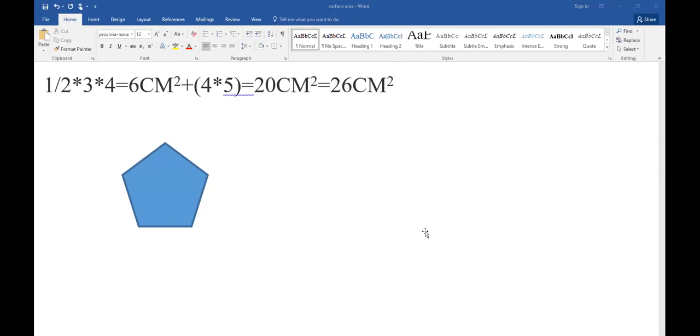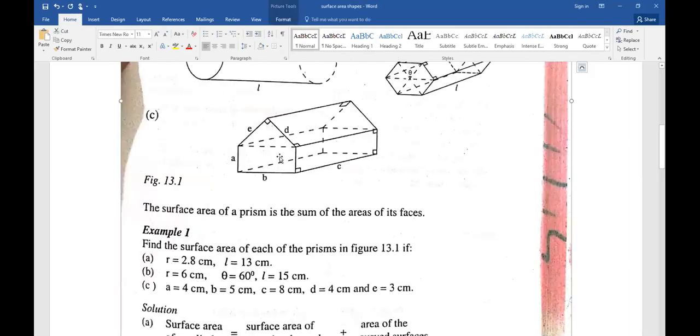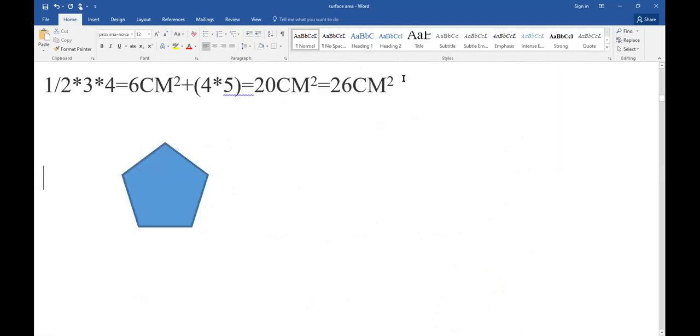We come back here. This shape is going to be repeated on the other side, so I multiply this pentagonal shape times 2. I come back to my working here, and I multiply this one by 2: 26 times 2. The answer is going to be 52 centimeters squared. That is the face of the pentagon, because the pentagons are two. That is this side, and we have the other side.